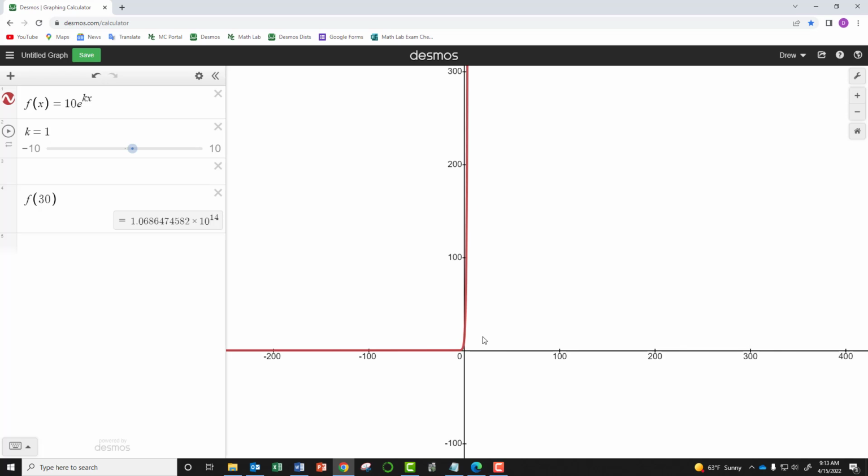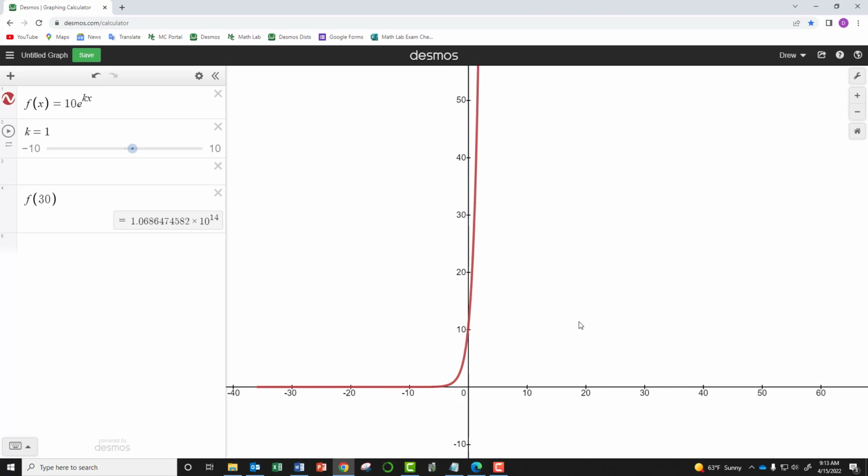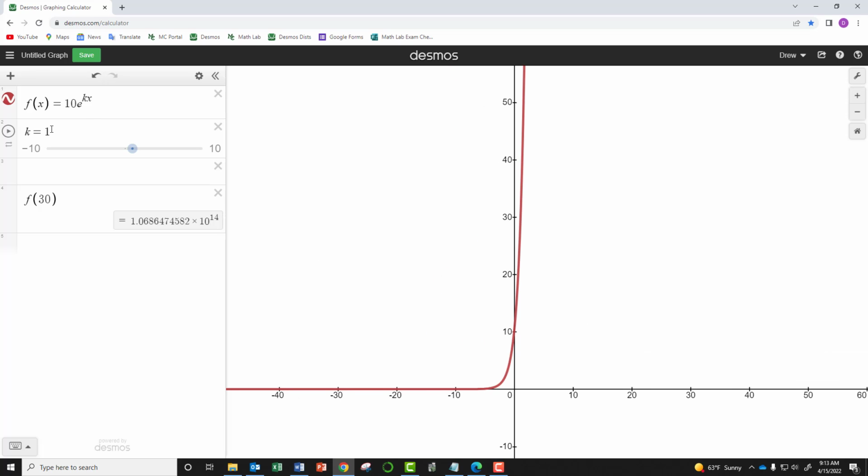And maybe that tells me that my k value isn't perfect, right? So if I'm going to let x represent the number of days, well, probably the crawfish population is not doubling every day. So k is not going to be 1, k is going to be something between 0 and 1.